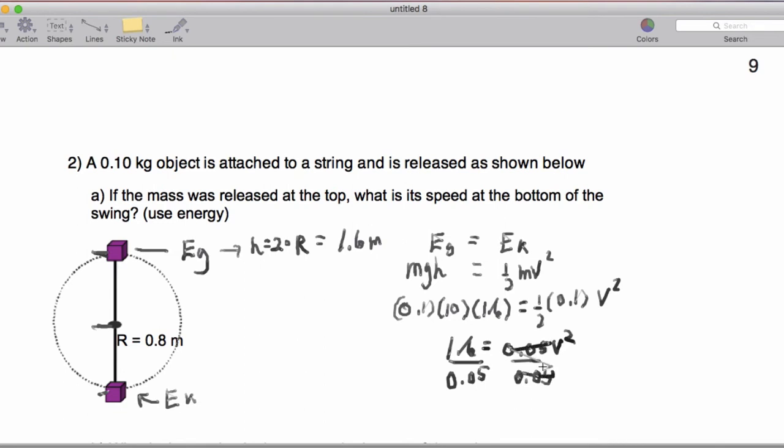We'll divide both sides by 0.05. And that'll give us a value for v squared, 32. We'll square root both sides to get v. And what we'll get is that the speed at the bottom is going to end up being about 5.66, or 5.7 meters per second.